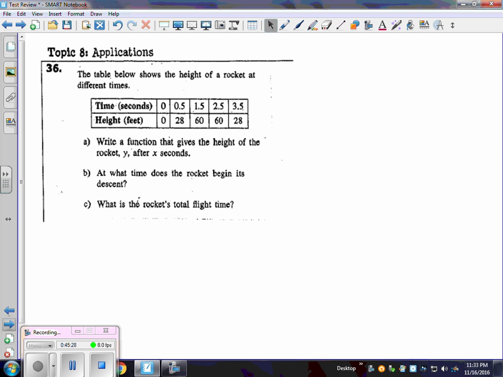Then over on the other side in your L2, you're going to put in the height. And then you're going to hit stat calc, and you're picking number 5 for quadratic regression. Hit your enters quite a few times, and we end up with y equals negative 16x squared plus 64x. So we can see the velocity of the rocket was 64 feet per second, and we have our gravity. It says, at what time does the rocket begin its descent?